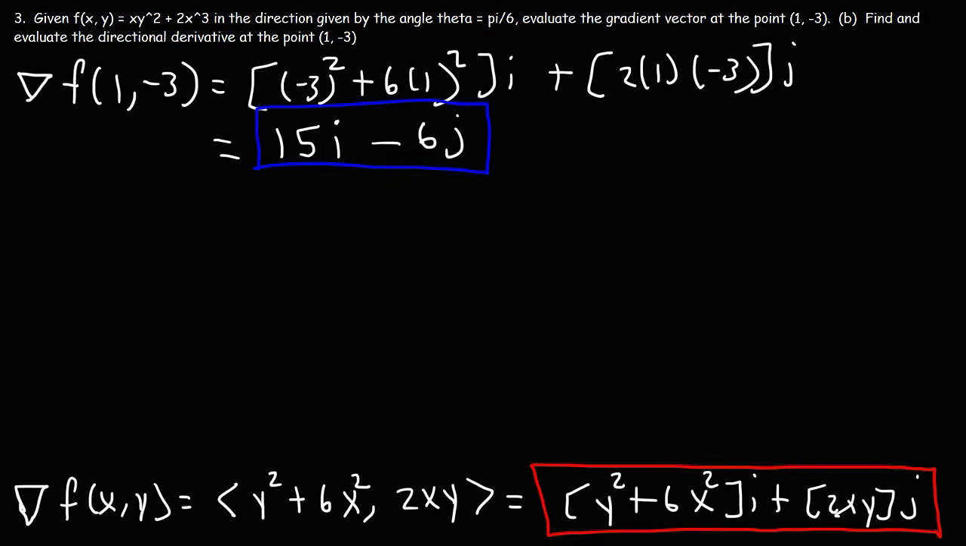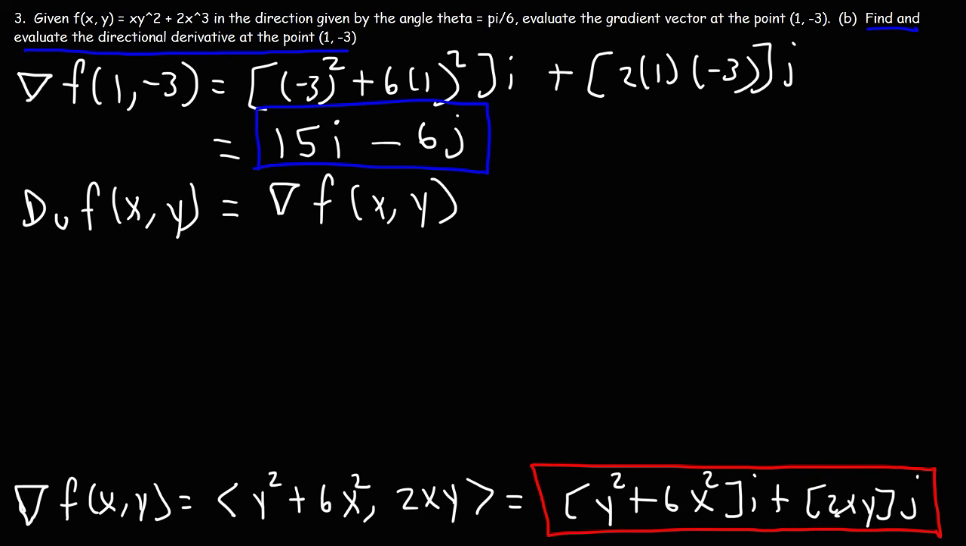Now let's move on to part B. Find and evaluate the directional derivative at the same point. So how can we do that? Well, we need to know that the directional derivative of the function is the dot product of the gradient vector and the unit vector. So first we need to find the unit vector. The unit vector is going to be cosine pi over 6, comma, sine pi over 6.